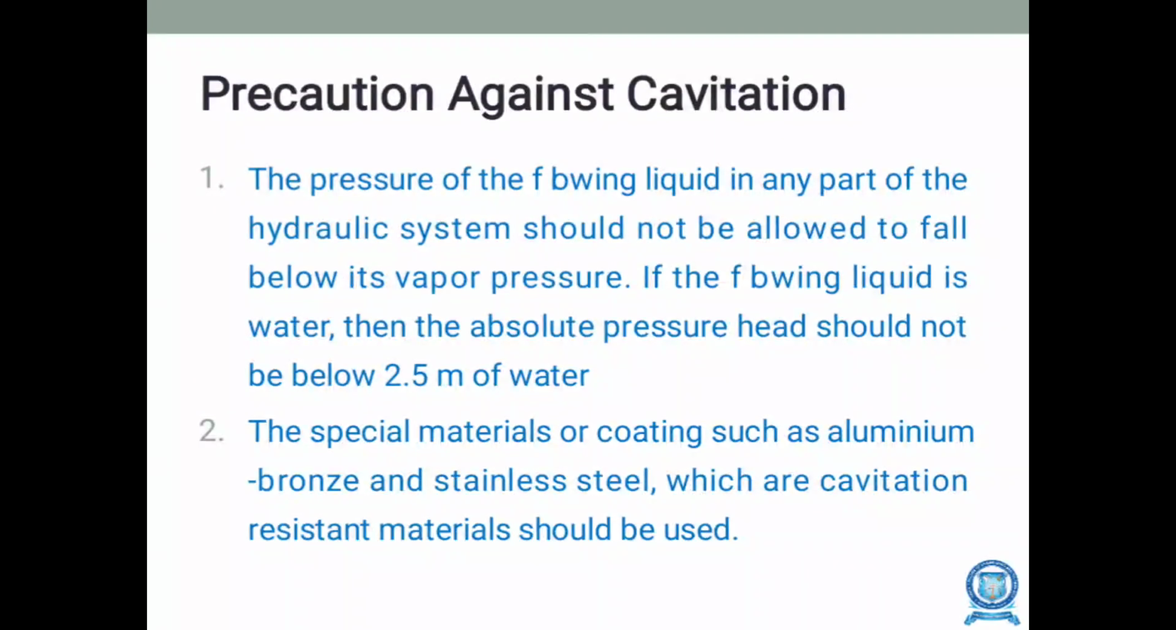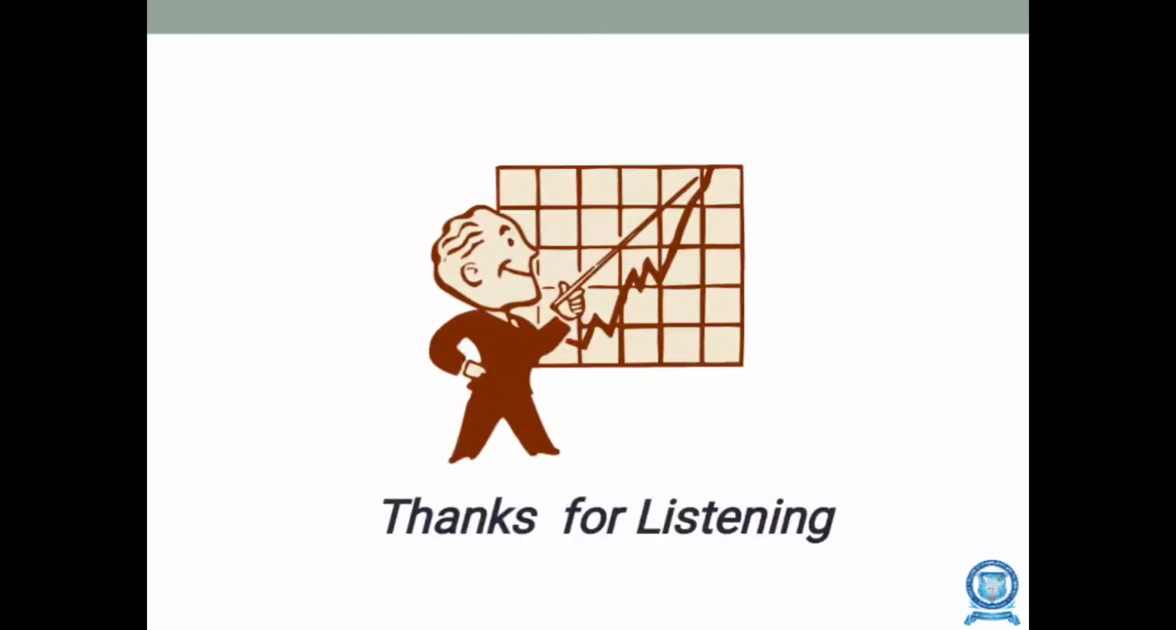So how will you avoid cavitation? The pressure of the flowing fluid should not be allowed to fall below the vapor pressure. If the flowing fluid is water, then the absolute head should not be below 2.5 meters, and special materials like aluminium and stainless steel can be coated. Okay, thanks for your patient listening.